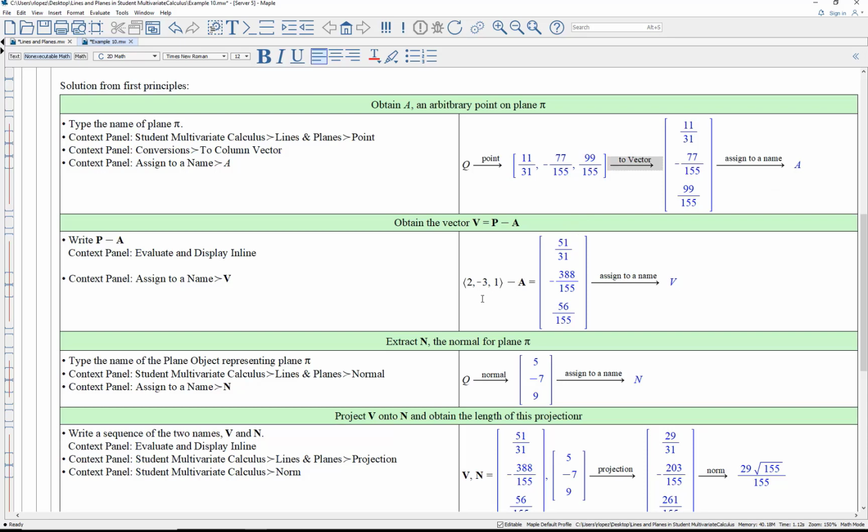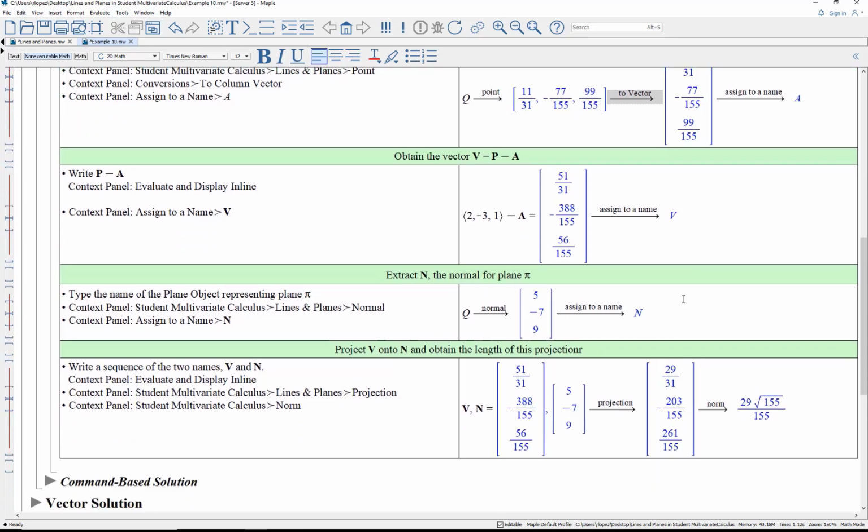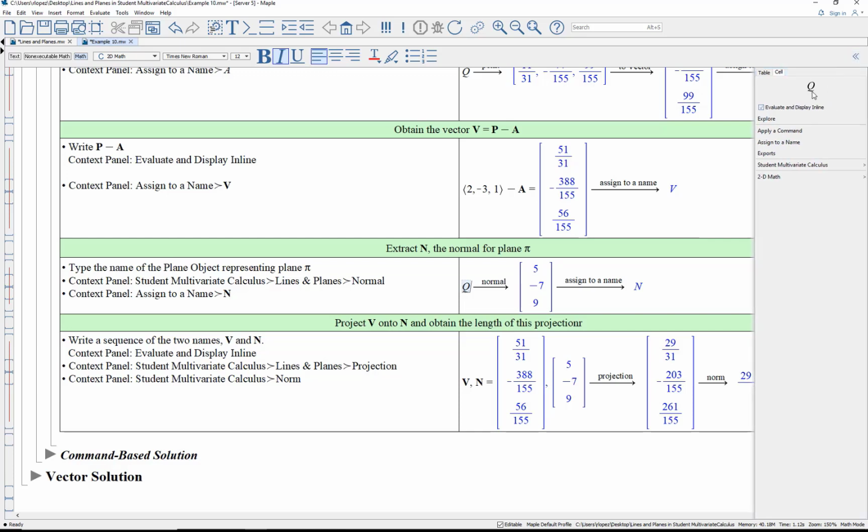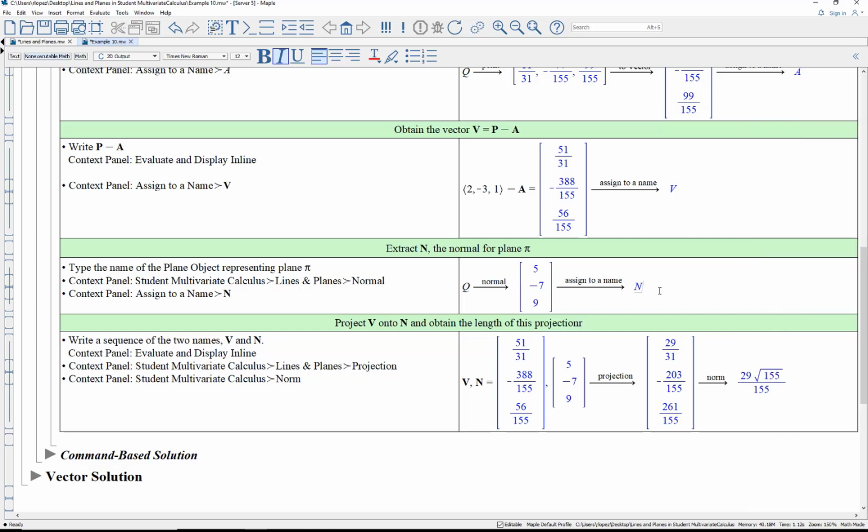Now by subtraction, we want a vector from that point to the point whose distance from the plane we want to know. So we subtract. This is the point P, and this is the point we just found, A, and we subtract, and we get this vector, and we give it the name V. We need a normal. So again, we go back to the plane and query for the normal. You give it the name N.